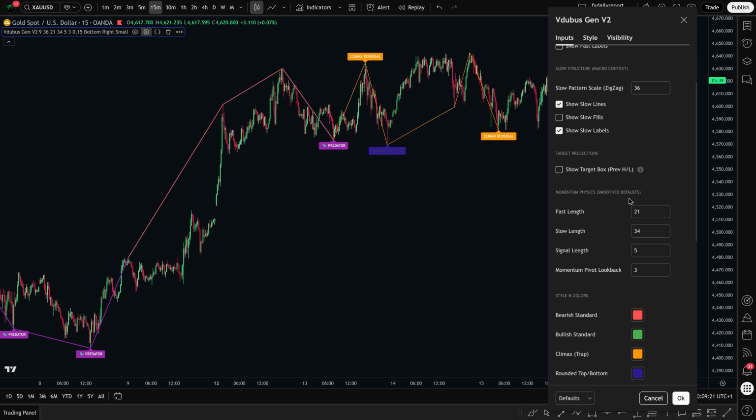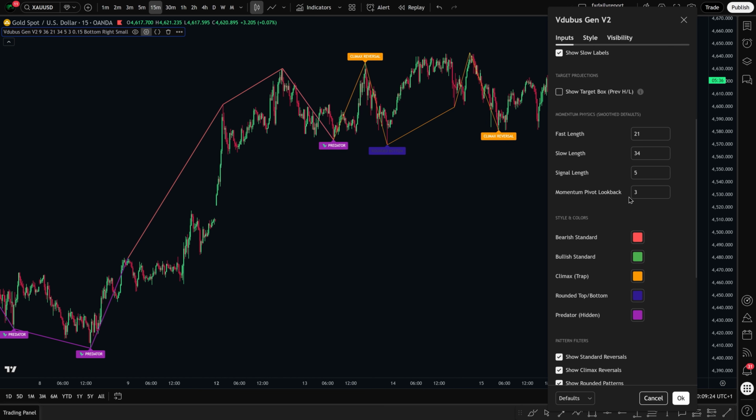Now, moving further down, you'll see Show Target Box. You can leave this off. For the momentum settings, which include fast length, slow length, and signal length, just leave everything at the default settings. There's no need to change anything here.